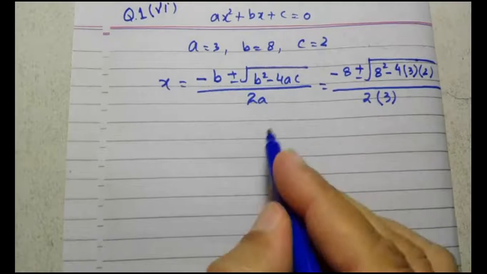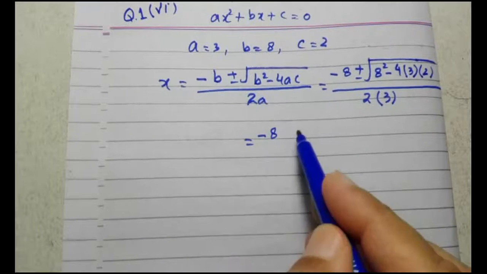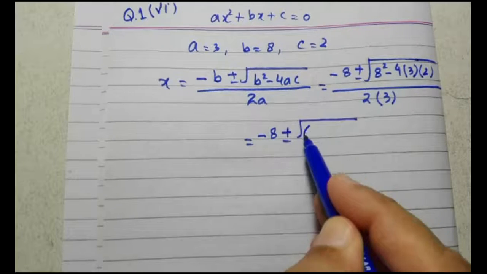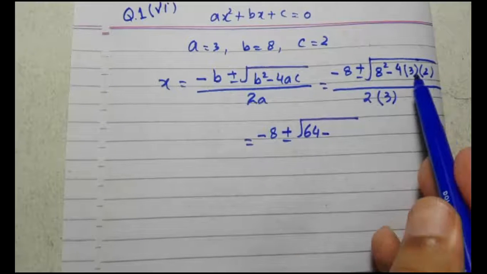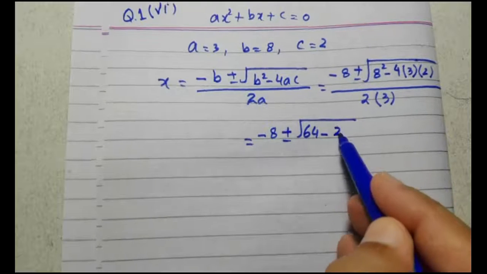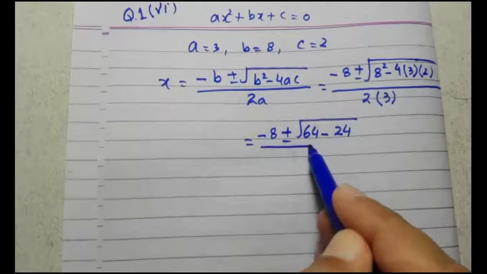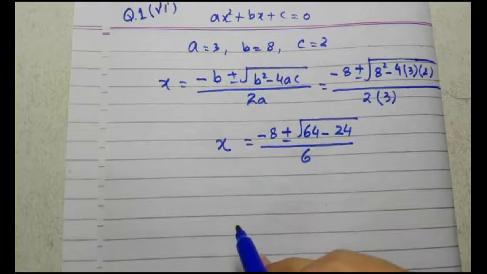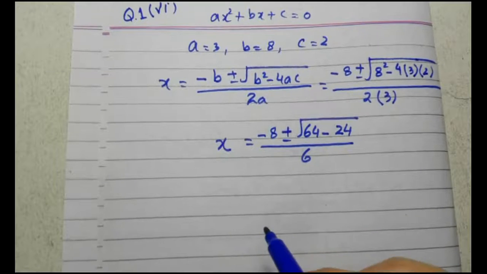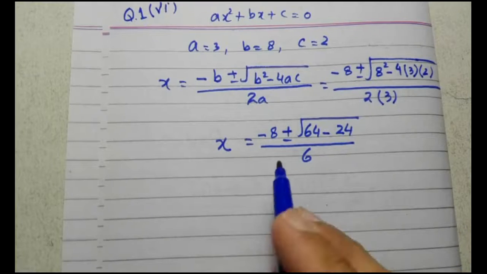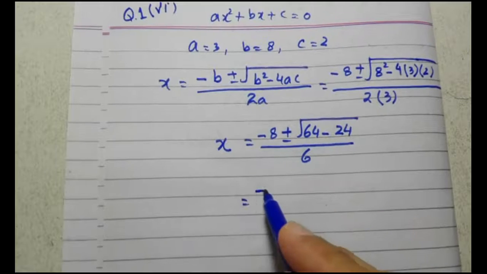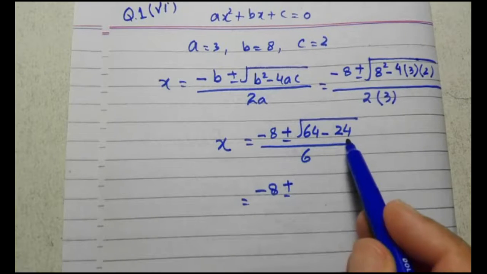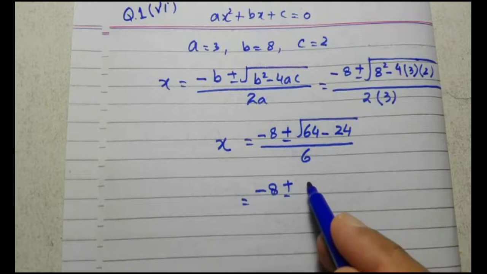So this will become minus 8 plus minus square root of 64 minus 4 times 3 is 12, 12 times 2 is 24, over 2 times 3 is 6. This is equals to x. So what is required next is that you simplify the term in the radical sign. That will become 64 minus 24, it will become 40.